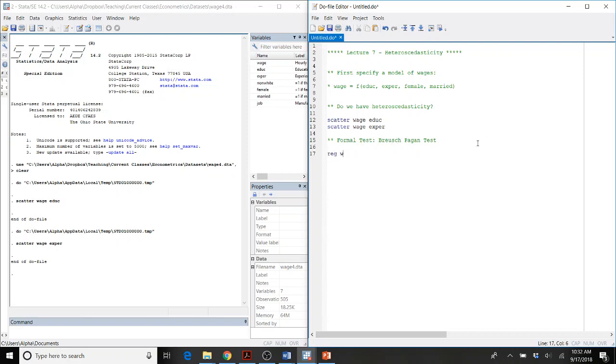First step, run the regression. We run the regression model that we're interested in, with experience, female, married. And then what we're going to do is predict the residuals. This is how we do that. This command here is going to give us the residuals from the model. Step 1, regression. Step 2, residuals. All right, so let's do these two.